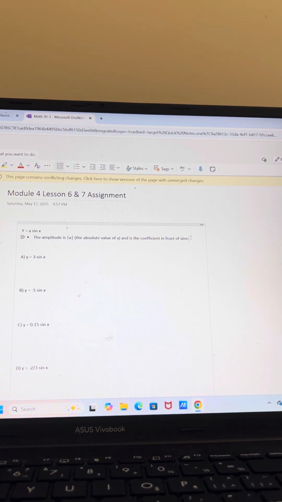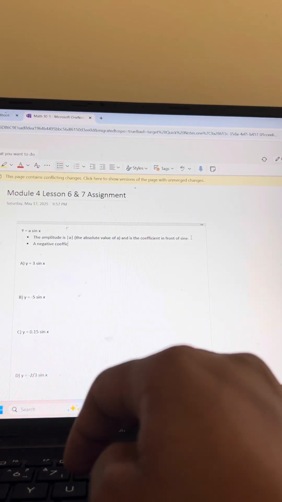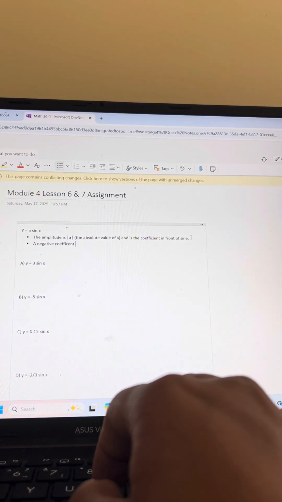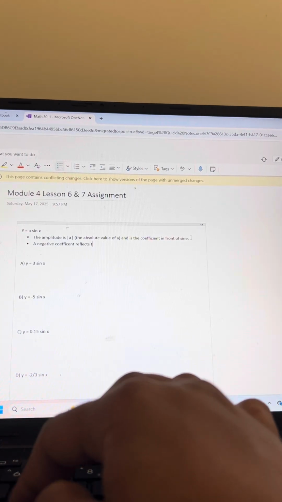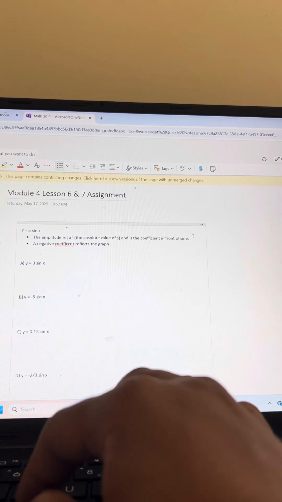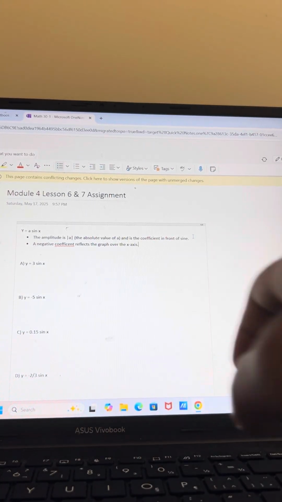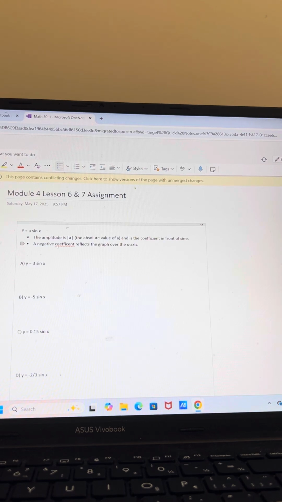And our second thing that we need to know is a negative coefficient reflects the graph over the x-axis in terms of amplitude.